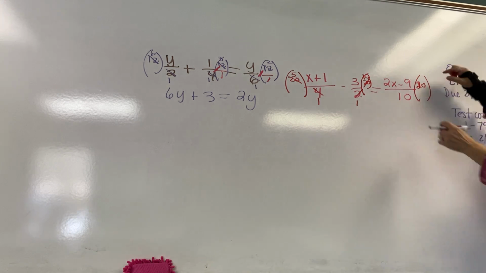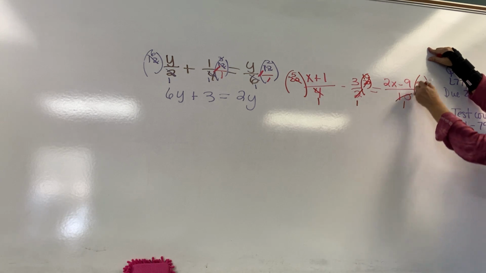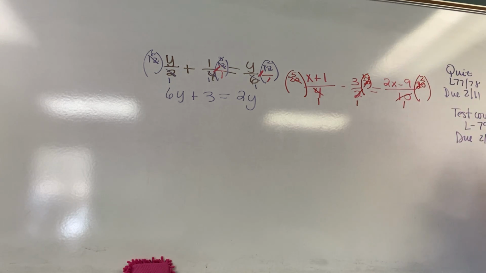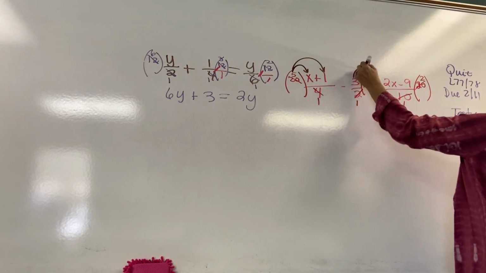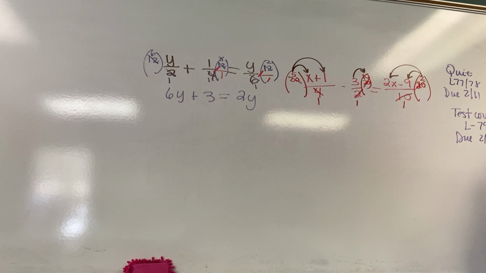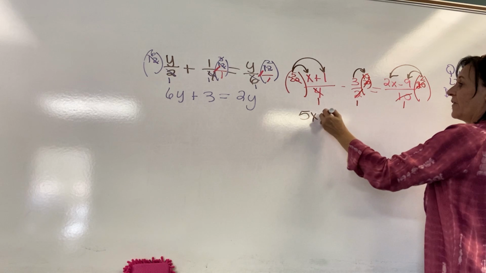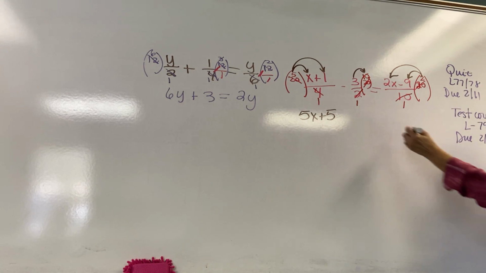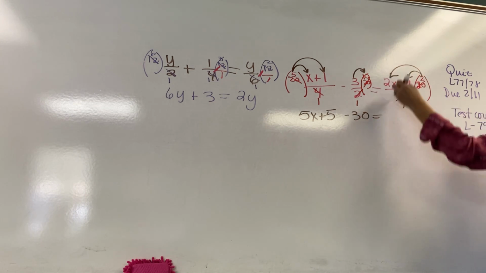Now the 10 and the 20. 10 goes into 10 once and into 20 twice. Now don't you just distribute? I have to distribute the 5 to both of those values, the 3 to that, the 2 to both of those. So this is 5x plus 5 minus 30 equals 4x minus 18.